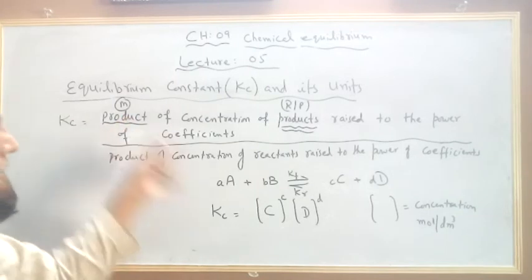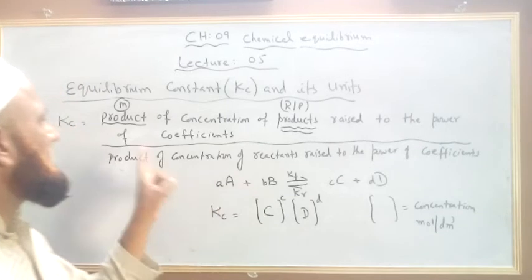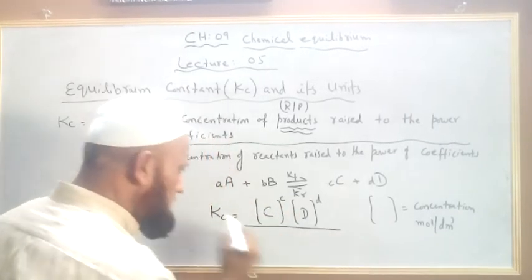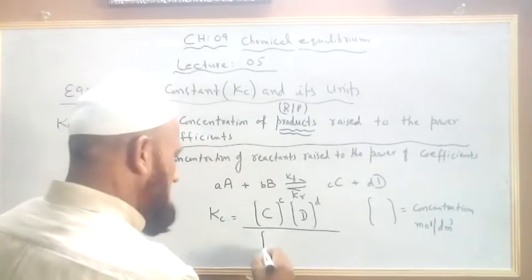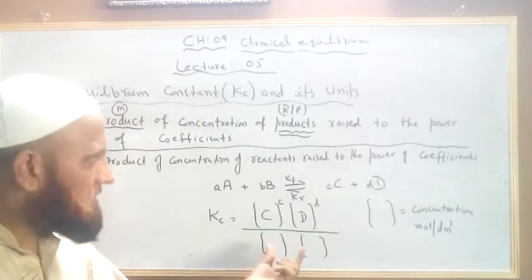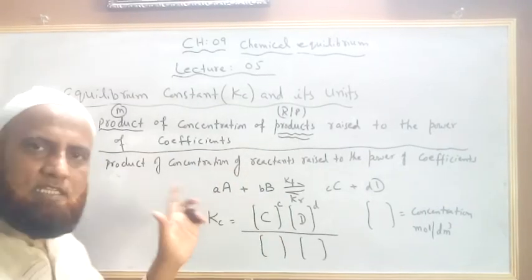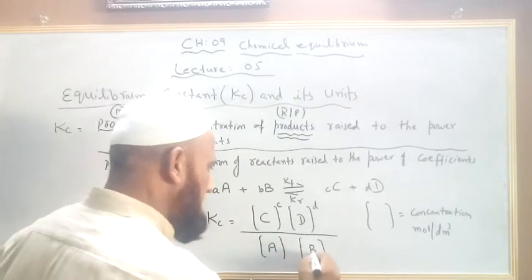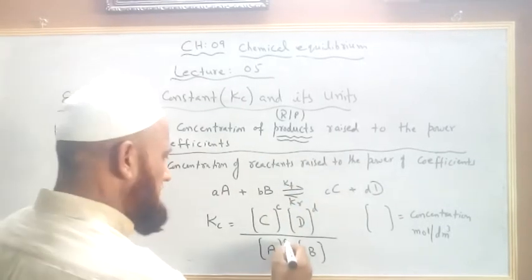So this is the first line: product of concentration of products raised to the power of coefficients. Got it? Then I'm drawing a line, divided by the product of concentration. Again I'm gonna use product of concentration. Product of concentration of what? Of reactants. So what are the reactants? At the left hand side we have the reactants, A and B. Reactants to the power of coefficient.